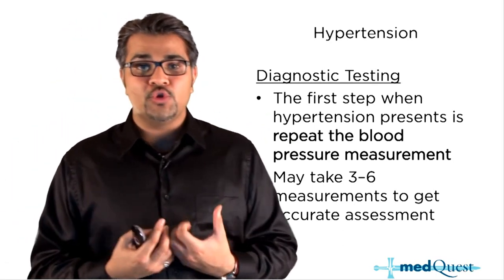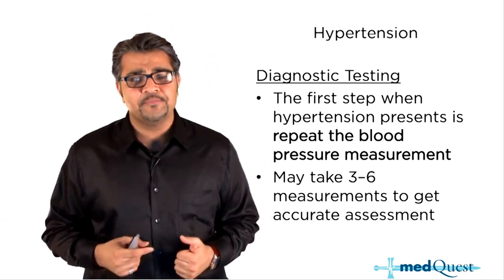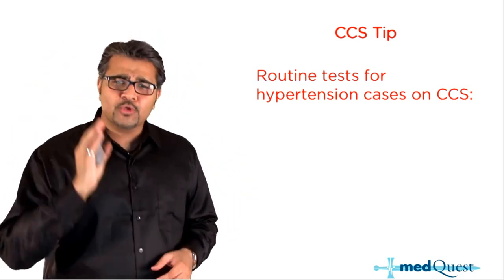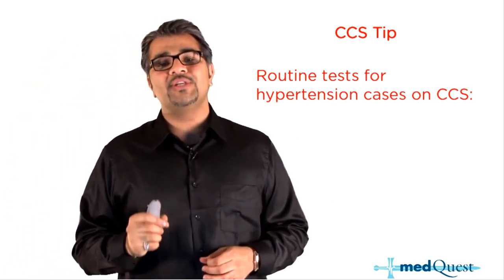It's not just because they're nervous about being in their office. 3 to 6 measurements, then you consider starting a medication. Now, on CCS, the routine tests for hypertension cases are the following.